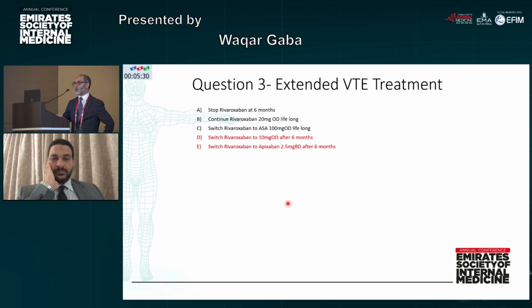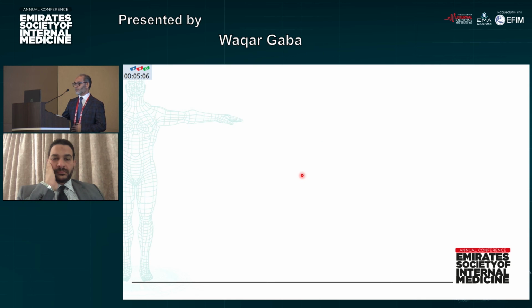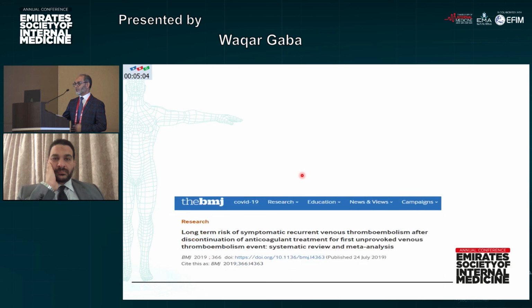So going back to my initial question, for sure, in our patients, you have an option, especially if for any reason you have a persistent or ongoing risk factor. You can switch rivaroxaban to 10 milligram after 6 months, or rivaroxaban to apixaban 2.5 milligram twice a day, if they have a preference for taking a tablet twice a day after 6 months. So, last few slides.